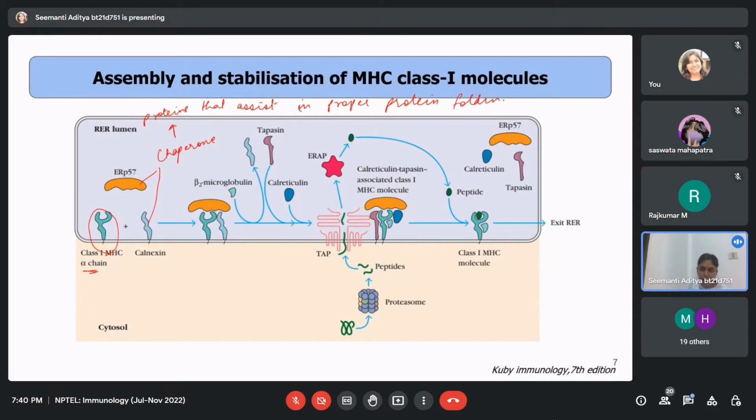After being expressed on the surface of the rough endoplasmic reticulum membrane, the alpha chain of the MHC class 1 molecule will bind to these chaperone proteins, and these chaperone proteins will stay bound to the molecule until it folds properly and is stabilized; it will not leave the molecule before that. So the class 1 MHC molecule in its peptide unbound state is highly unstable. So this is the peptide unbound state, and it is highly unstable in this state.